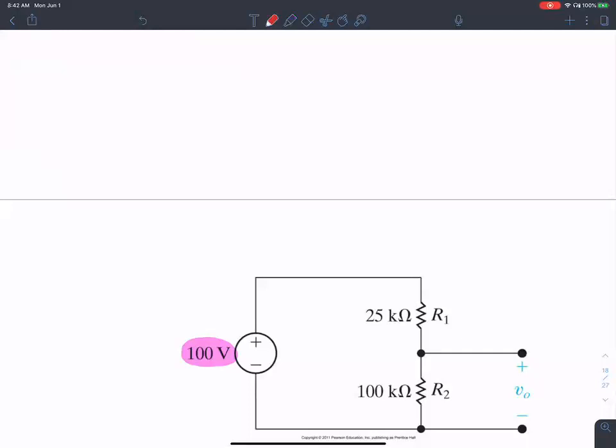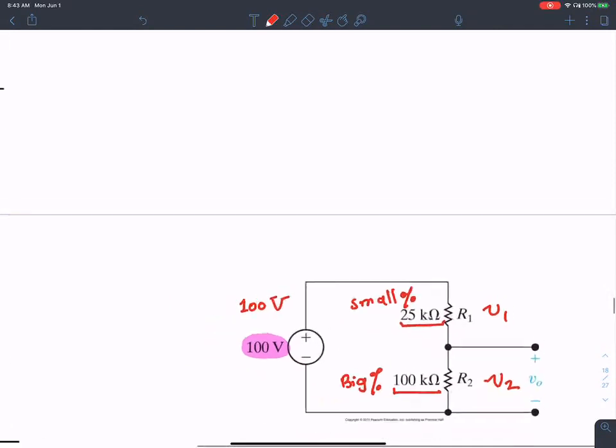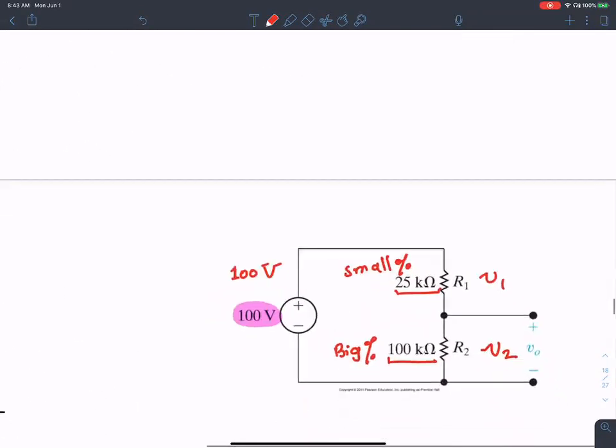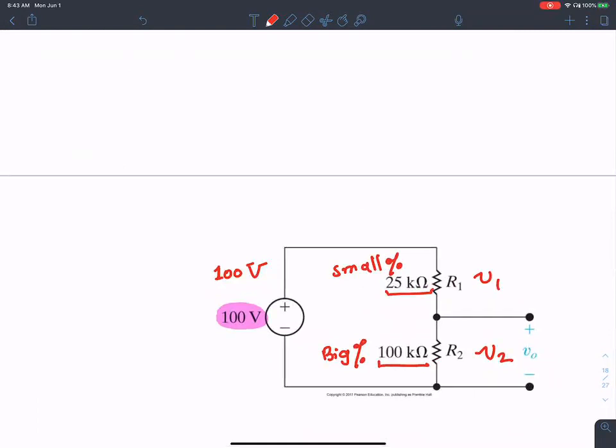Let me call this V1. Let me call this V2. Of the 100 volts that is applied here, a big percentage is going to drop across this 100 ohms here because that's big, and a small percentage is going to drop across this resistance over here because that's small. That's the prediction that we are making, directly resulting from the voltage division circuit that I saw earlier.